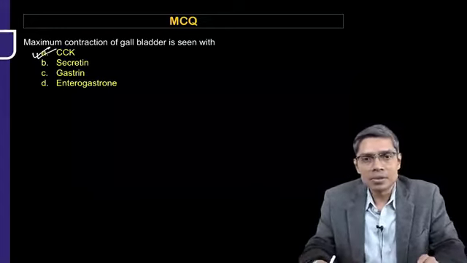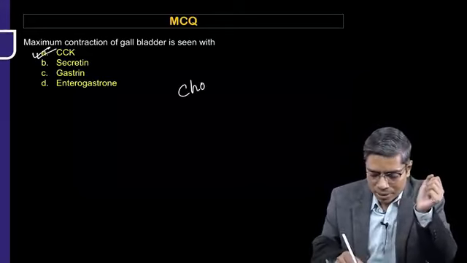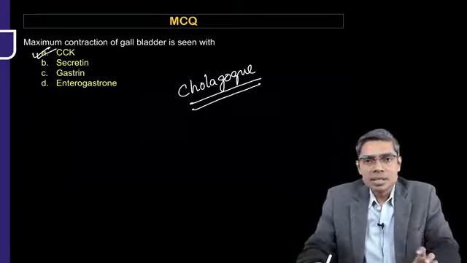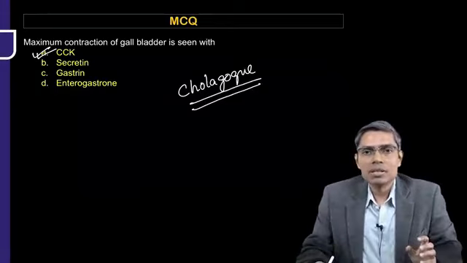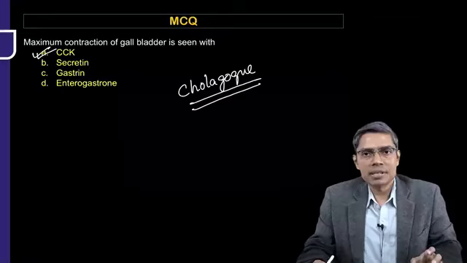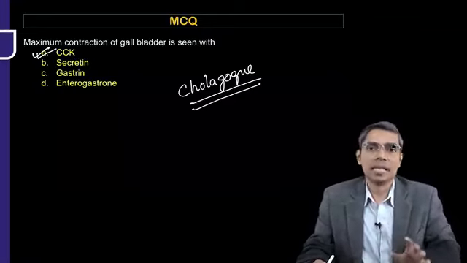Any substance which causes contraction of the gallbladder is known as a cholagogue. Cholagogues, right? So please remember, CCK is the most potent cholagogue. Second most potent is fat. So a cholagogue is any substance which causes contraction of the gallbladder and release of bile.